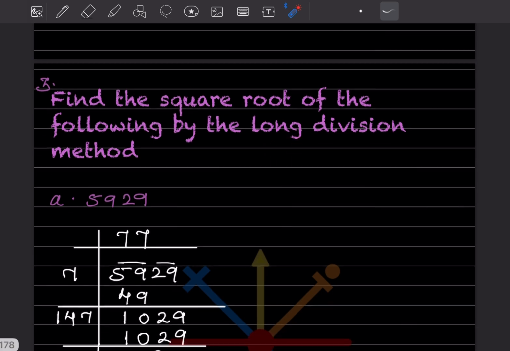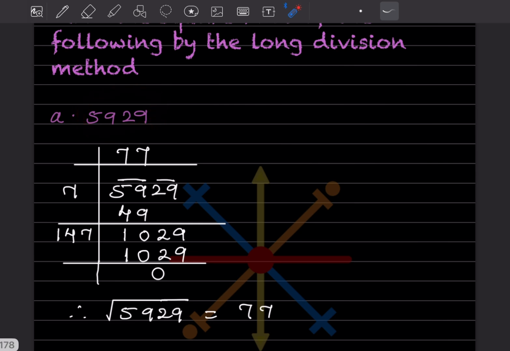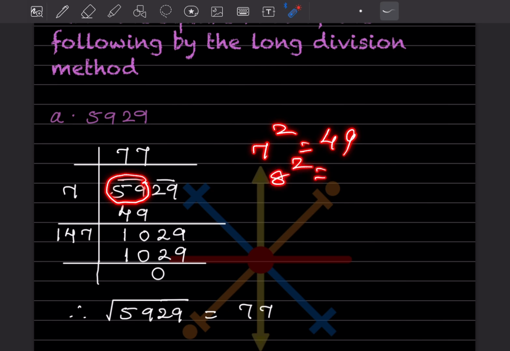Find the square root of the following by the long division method. So long division means, now just concentrate over here. This is the question here. Whenever in the long division, what you have to do, we have to pair it. So now we are going to concentrate on this 59. So 7 square will be 49. 8 square will be 64.